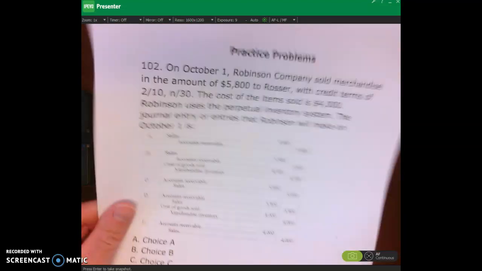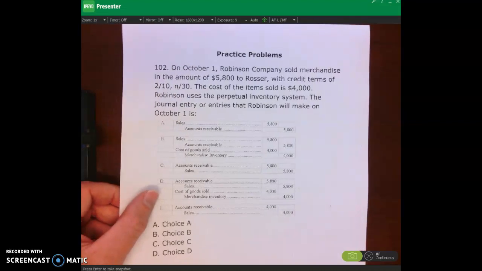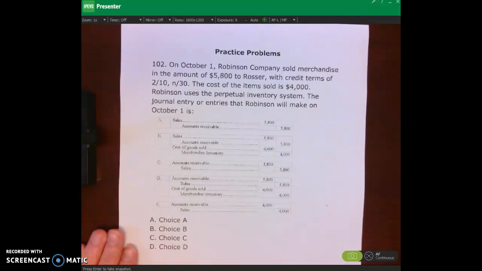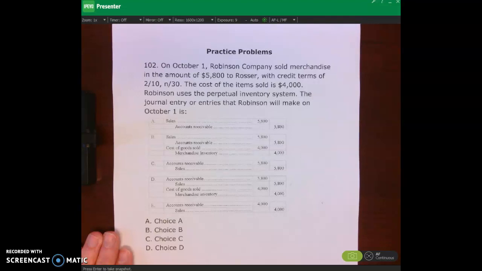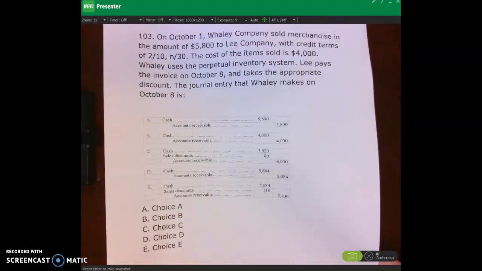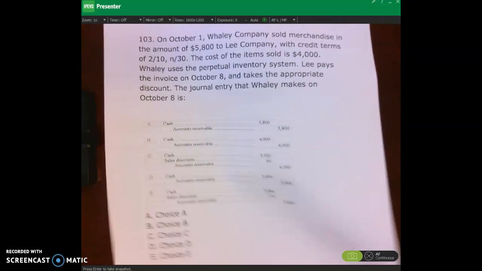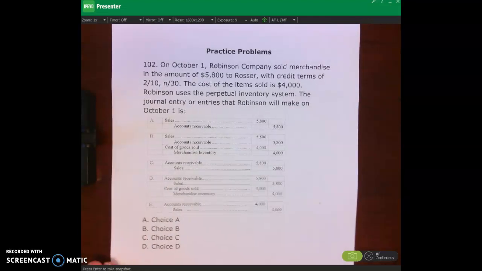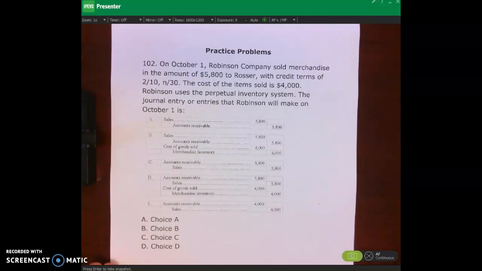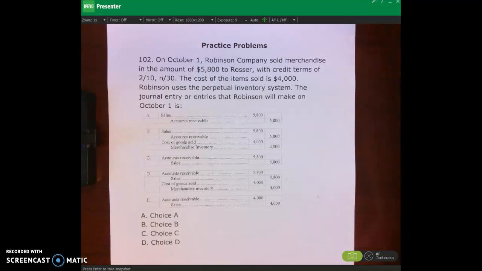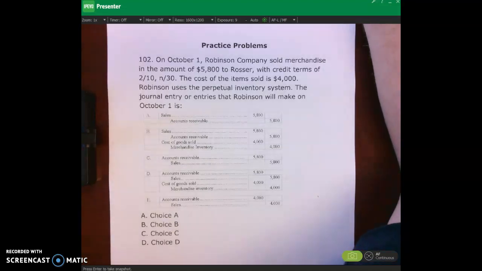These two, and actually what I want you to do is pause the lecture video and do number 102 on page 102 and then do number 103 on page 103. Okay? All right, so let's go ahead and pause the lecture video and take a look at those. Okay, so try those and then check your work.